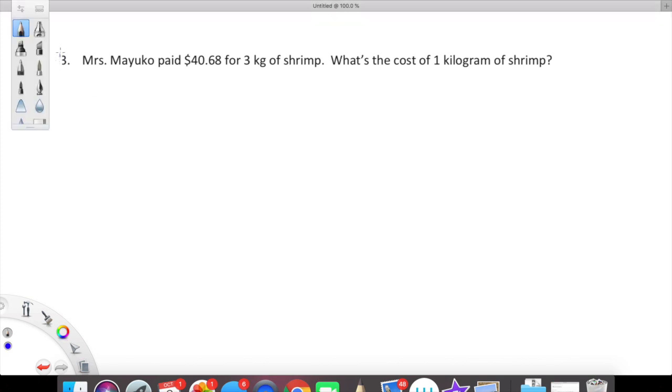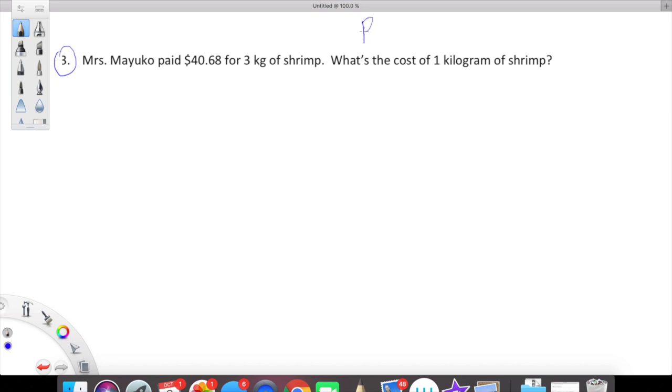Okay, kiddos, we're going to take a look at one more problem here. This is a word problem, pretty straightforward. Mrs. Mayuko paid $40.68 for 3 kilograms of shrimp. What's the cost of 1 kilogram of shrimp?